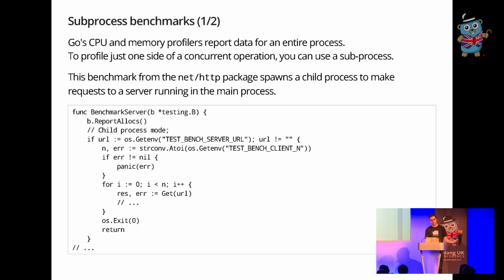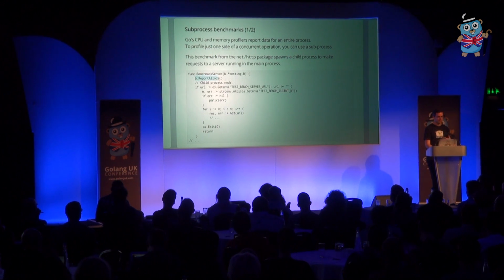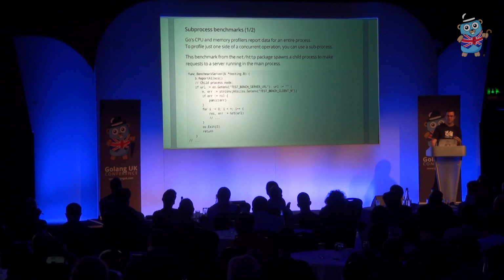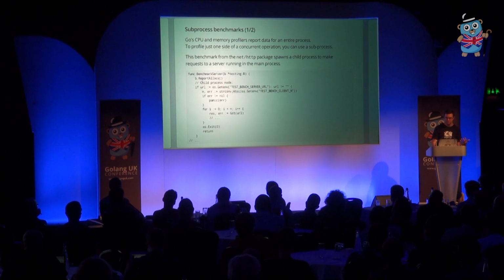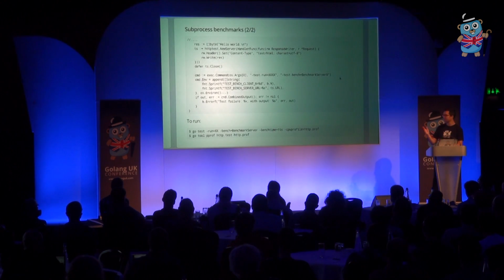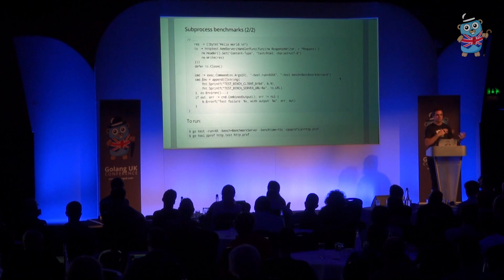where we spawn a child process to make requests to a server that's under test. And so we start off by turning allocation reporting on, and then we do the same thing as we did on the previous slide. We check an environment variable to see whether this process is the child process. And so if this environment variable is set, then we are. And in child process mode, we hit the provided URL n times, making HTTP requests, and there's some error handling and so on in there, which I've omitted. And then we exit, avoiding the rest of the benchmark function, which is the server side of the code.